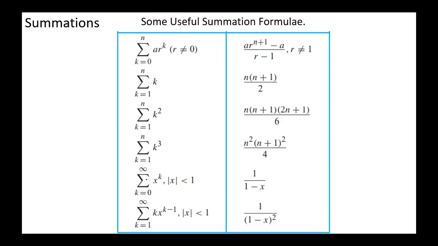Summation k equals 0 to infinity of x to the power k, if the absolute value of x is less than 1, equals 1 over 1 minus x. Summation k equals 1 to infinity of k multiplied by x to the power k minus 1, if the absolute value of x is less than 1, equals 1 over (1 minus x) all squared.